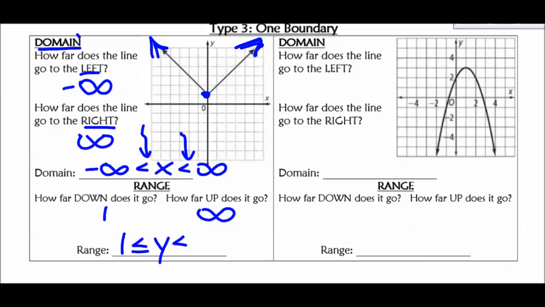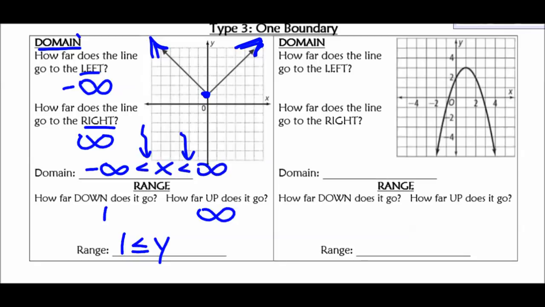And y is less than positive infinity. If you didn't want to write the second part, you really don't have to. You could just say 1 is less than or equal to y, and that means the same thing. Y is any number bigger than 1. That includes every number up until infinity and beyond.